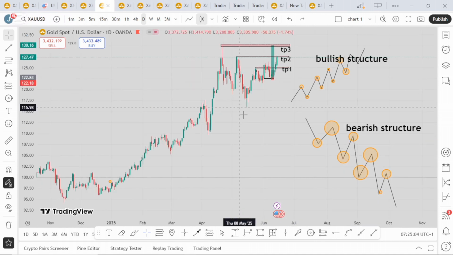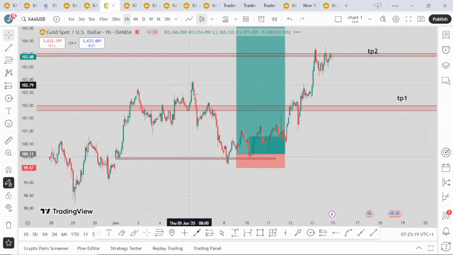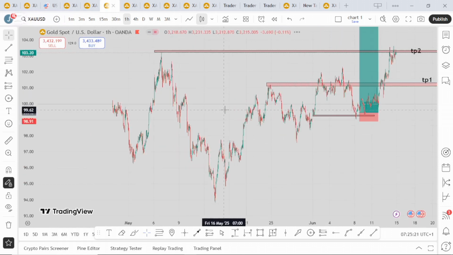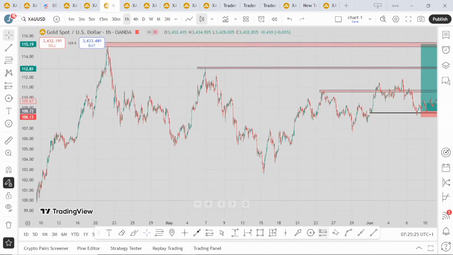And also let me show you a bearish structure here on my gold chart. Wow, I told you guys it's fun trading gold. It's really fun trading gold. It's sweet. It's very easy to build your capital.